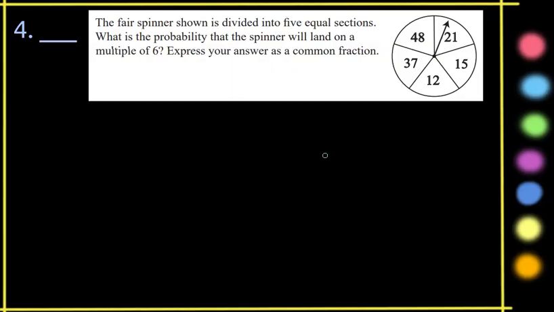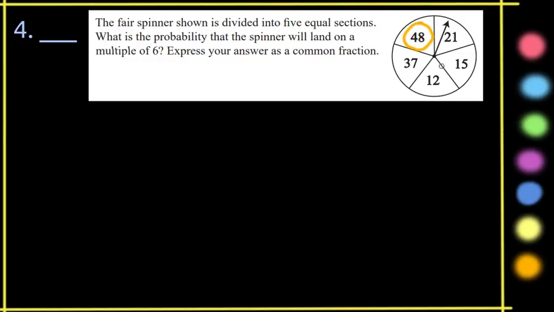All right, let's go ahead and take a look at number 4. This one says the fair spinner shown is divided into 5 equal sections. What is the probability that the spinner will land on a multiple of 6? Express your answer as a common fraction. Okay, so we've got these 5 equal sections. We've got to figure out which ones are multiples of 6.